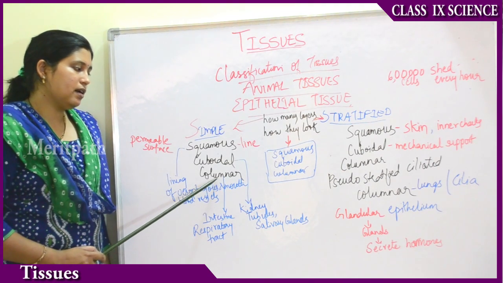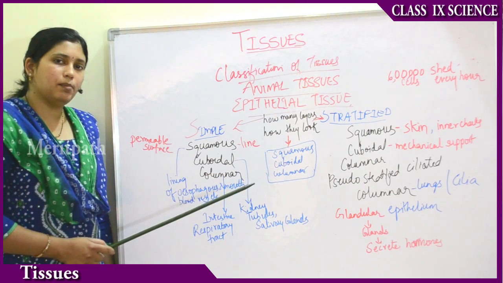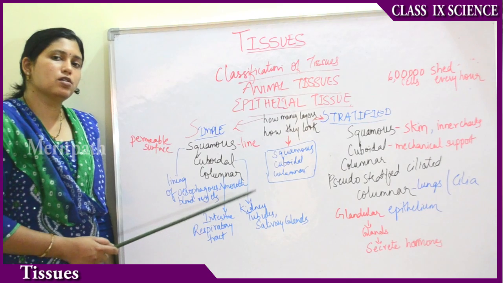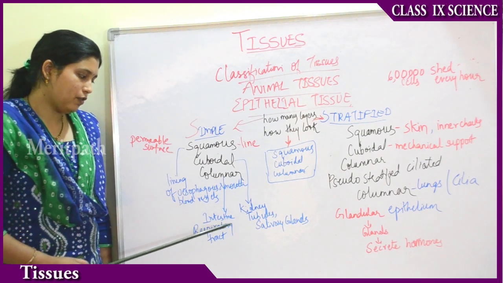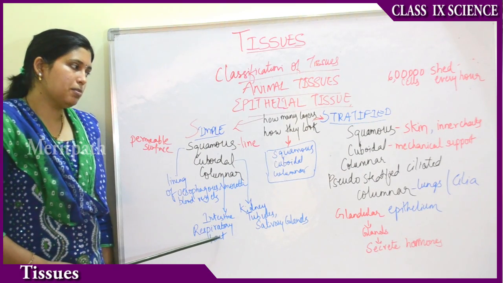Then the third variety is columnar, simple columnar epithelium. This is present as tall columnar cells. It can either be single layered or it can be multiple layered. So, simple columnar cells are found in the lining of the intestines and the lining of the respiratory tract.